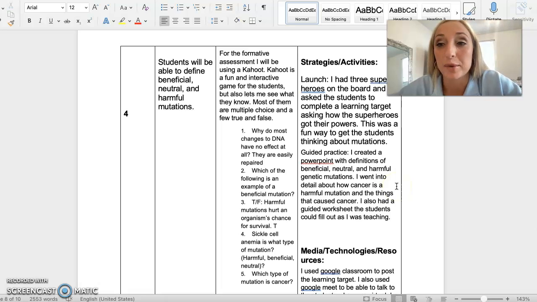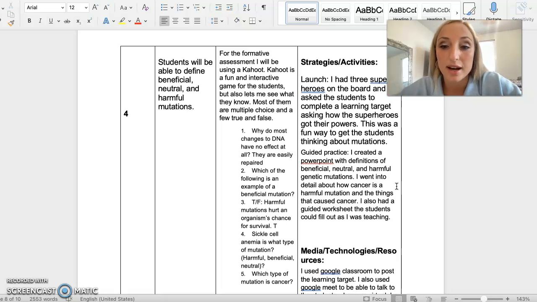So for this, I created a PowerPoint. I had to speak on this because you had to have the different types of mutations, and we had to know what they were for, what they were good for. So I had a PowerPoint, and it also had little pieces of pictures of different kinds of mutations, so they could physically see the mutations.